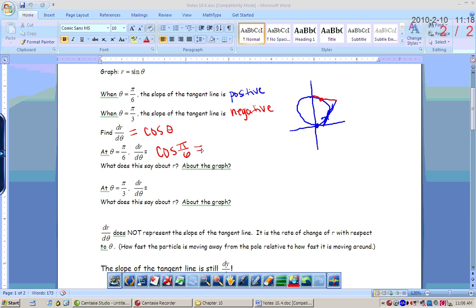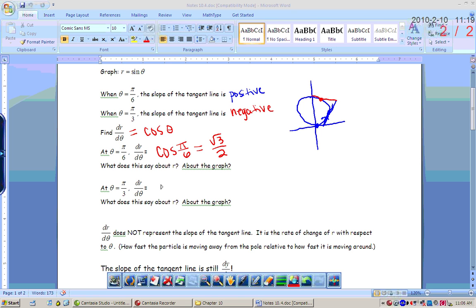And root 3 over 2. I'm cool with that. Does that surprise you? No? Okay. I don't know. Okay, let's look at the next one.